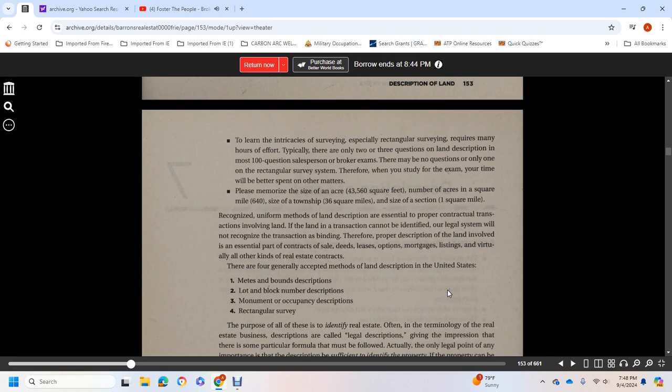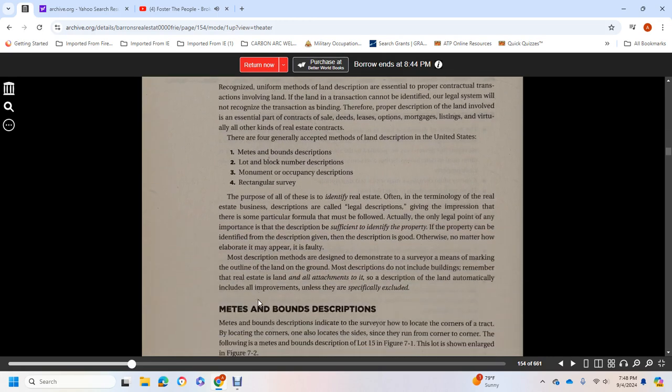A recognized, uniform method of land description is essential to a proper contractual transaction involving land. If the land in a transaction cannot be identified, the legal system will not recognize the transaction as binding. Therefore, a proper description of the land involved is essential in contracts, sales, deeds, leases, options, mortgages, listings, and virtually all other kinds of real estate contracts. The generally accepted methods of land description in the United States are metes and bounds, lot and block number description, monument or occupancy description, and rectangular survey.